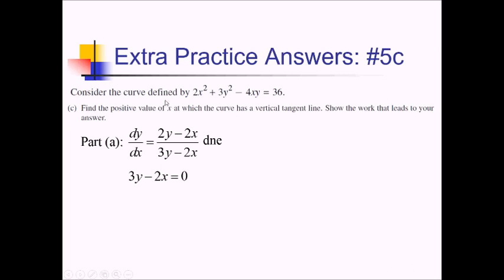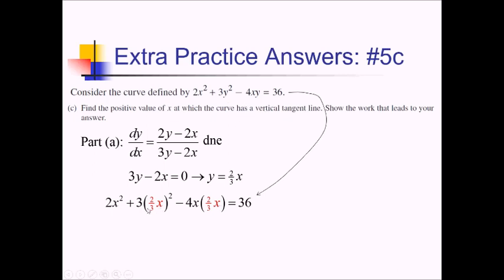Now, eventually, I want to solve for x. So I'm actually going to isolate y in this equation so that I'll get something in terms of x that I can plug into the original equation. So let's see here. If I add 2x to the other side and divide by 3, I can say that y is equivalent to 2/3 x. And now I'm just going to plug that in for y in the original equation. So I've got 2x squared plus 3 times (2/3 x) squared minus 4 times x times 2/3 x equals 36. I just replaced all the y values up here with 2/3 x.